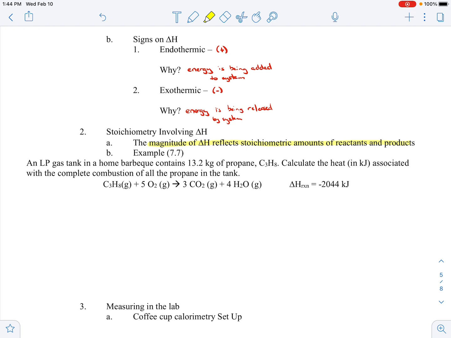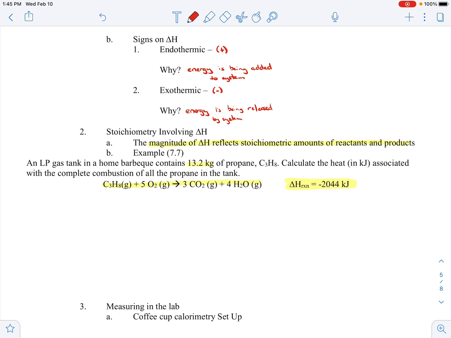So we have a gas tank, barbecue. It contains 13.2 kilograms of propane. There's our propane. And we're supposed to calculate how much heat is released if we burn off all that propane. And here is our reaction. Something new for this unit is this delta H of reaction. We're going to see those delta H's there. If we see that negative sign, we know it is exothermic.